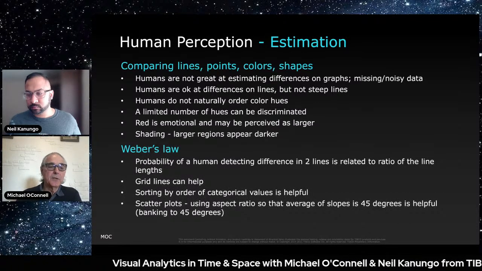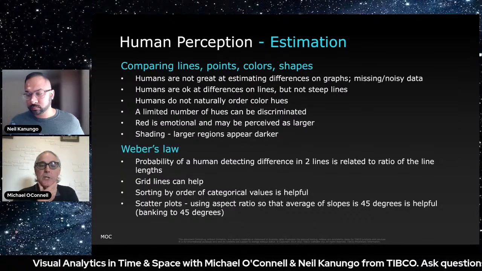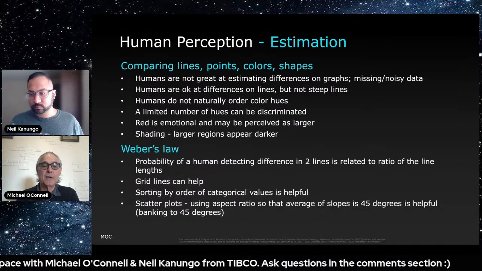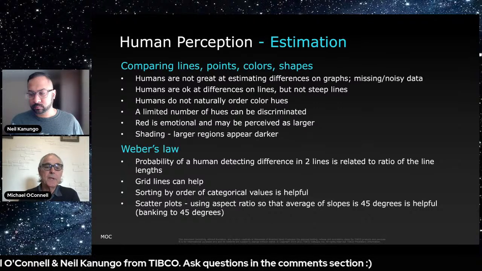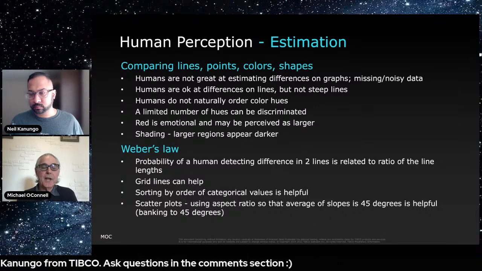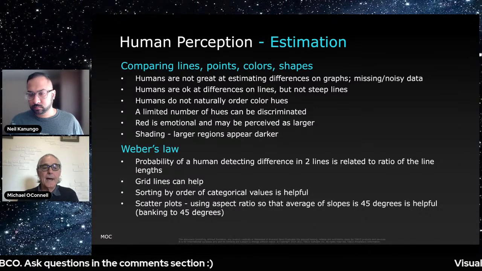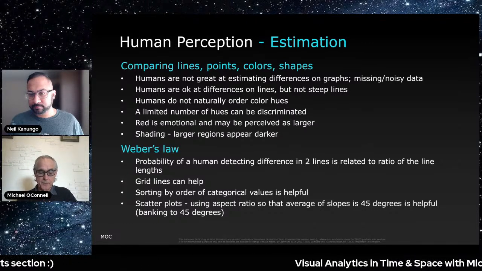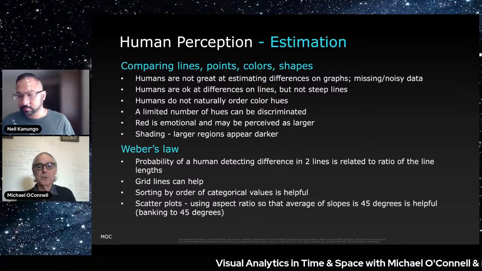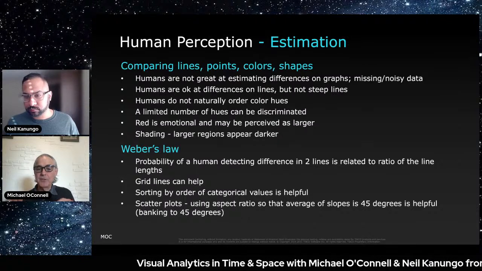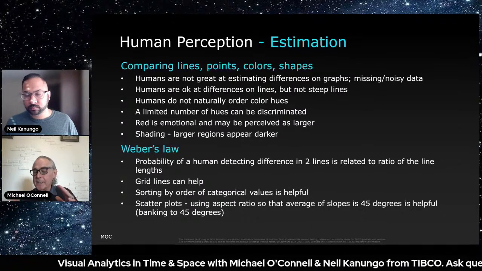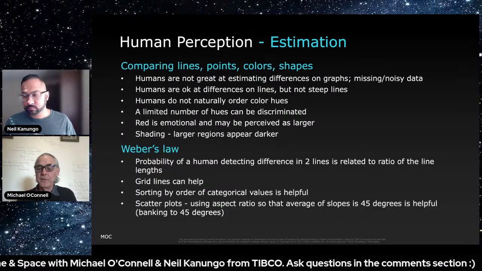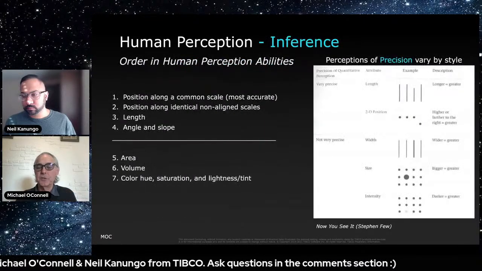With respect to lines, Weber's law says the probability of a human detecting a difference in 2 lines is related to the ratio of the line lengths. Grid lines can help. Sorting by order of categorical values can be helpful. And if you're using scatter plots with 2 variables, you want to make sure the aspect ratio makes the average of the slopes 45 degrees. This is Bill Cleveland's principle, banking to 45 degrees. If you make the average 45 degrees, it makes it easier to distinguish the 2 slopes.